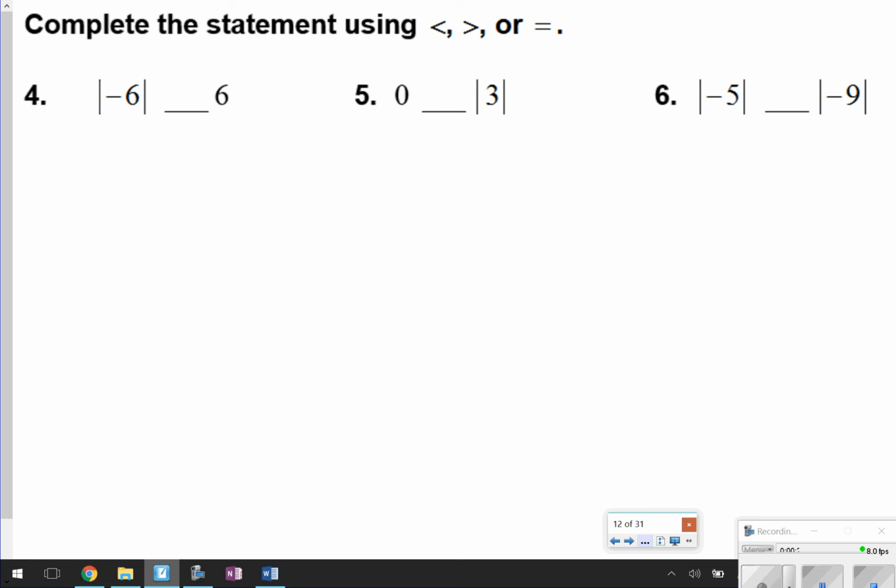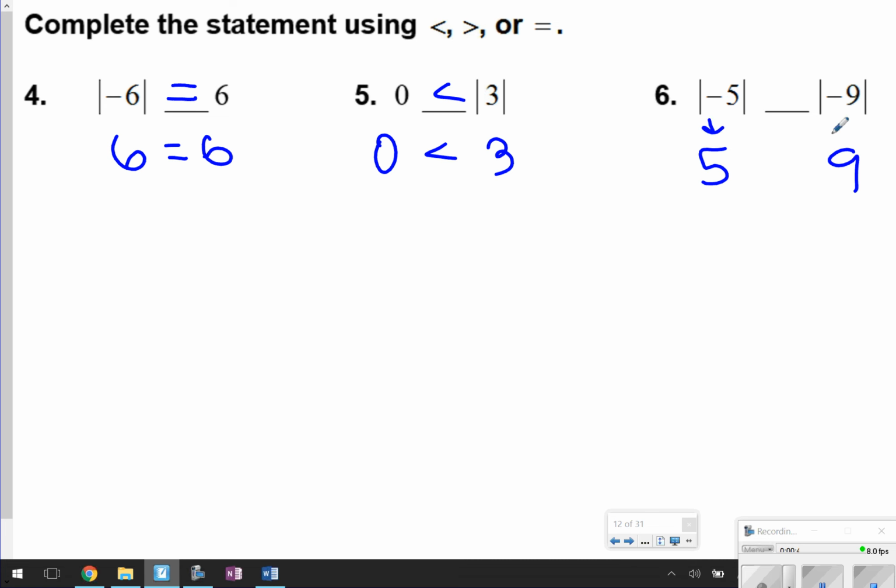Next, we're comparing. Number 4 should be equal to, because the absolute value of -6 is 6, so 6 is equal to 6. Here, we're comparing 0 and 3, and that's going to be less than. And then for number 6, we have 5 and 9 once we solve the absolute values. And that one also will be less than, because 5 is less than 9.